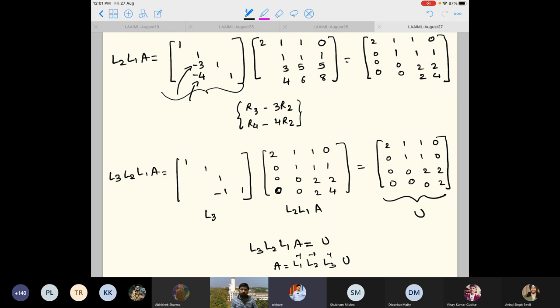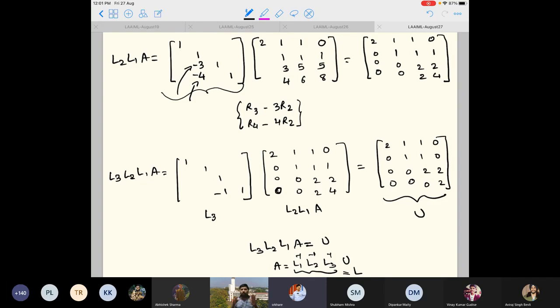So what are the things that I have to do? The first thing that I have to show is that L1, L2, L3 are invertible. So we observe that they are invertible. The next thing that we want to do is compute L1 inverse, L2 inverse, L3 inverse. That is the second thing. And then what is it that we want to do? We want to take the product of L1 inverse, L2 inverse and L3 inverse together and show that this is lower triangular, right? Only then we will be able to say that we have achieved LU decomposition.